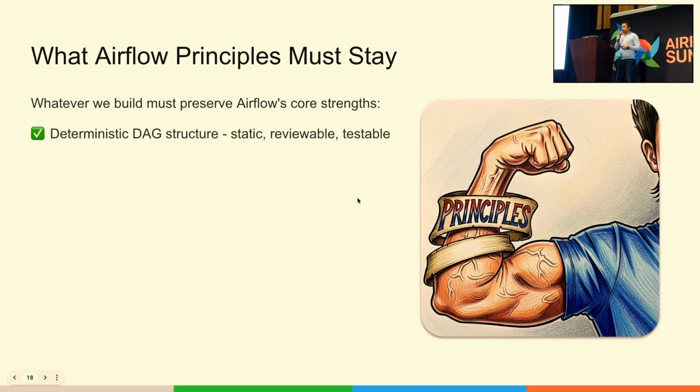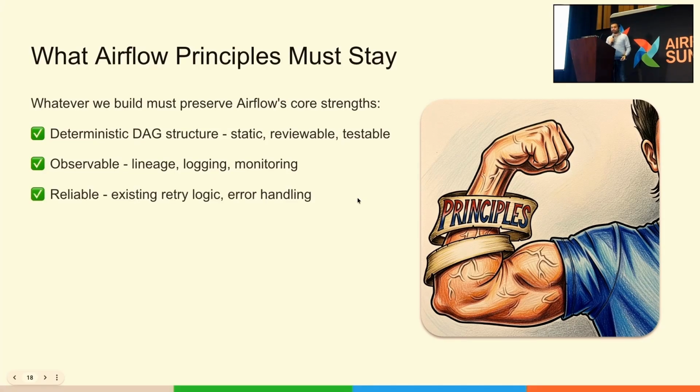It should be deterministic. If it is not deterministic, and if LLMs are generating tasks on the fly, that is not what we want. We want it to be very predictable, so it's easy to review, easy to test, and easy to debug when things go wrong. It should be observable, with lineage, like what is the LLM doing, how the things are generated, with logging, monitoring, all the nice stuff. It should be reliable, of course, and it should not be breaking any existing workflows.